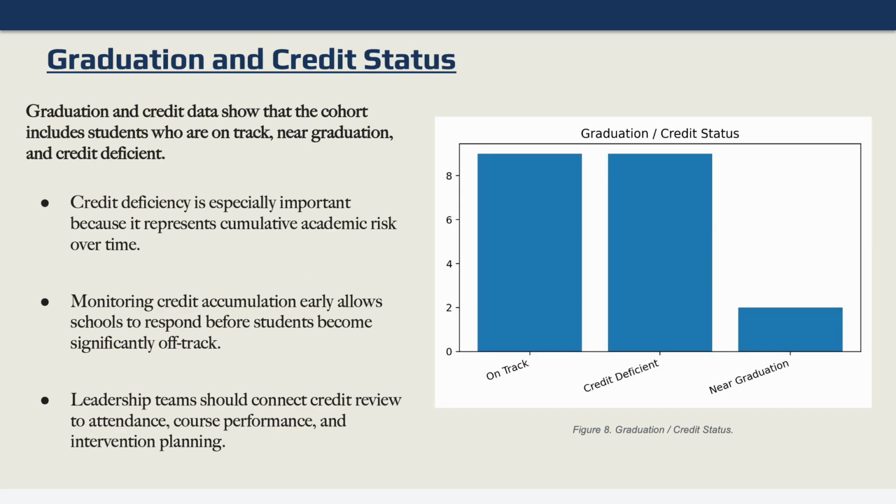The graduation and credit data highlight the importance of monitoring progress early. Identifying credit deficiency helps prevent students from falling significantly off track as they progress toward graduation. So, for our leaders, the recommendation is that you connect credit review with attendance, course performance, and intervention planning to ensure that your seniors remain on track and are ready to graduate.